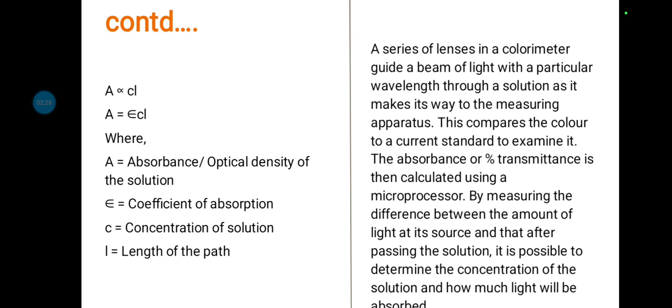Now, in a colorimeter, we have a series of lenses which guide a beam of light with a particular wavelength through the solution as it makes its way to the measuring apparatus. This compares the solution color to a reference channel to examine it. The absorbance or percentage transmittance is then calculated using a microprocessor. By measuring the difference between the amount of light at its source and that after passing through the solution, it is possible to determine the concentration of the solution and how much light will be absorbed.